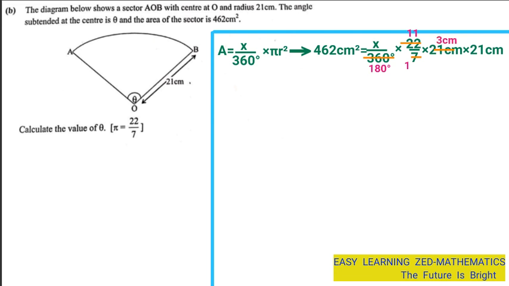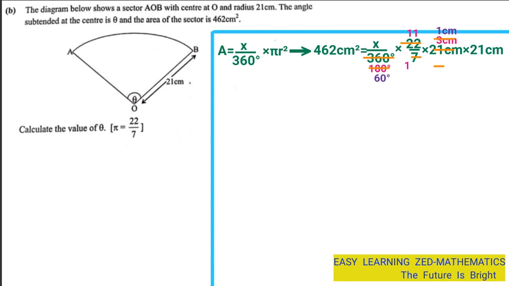Okay, then as you can see, 3 can also go into 180, so I'm going to divide 180 by 3, which will give me 60 degrees. 3 centimeter divided by 3 will give me 1 centimeter. Okay, then I'm going to look for another pair of numbers that have got a common factor. So you can see 60 and 21 also have got a common factor, which is 3.